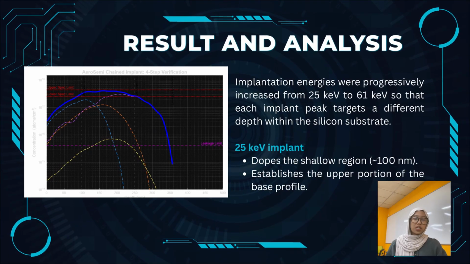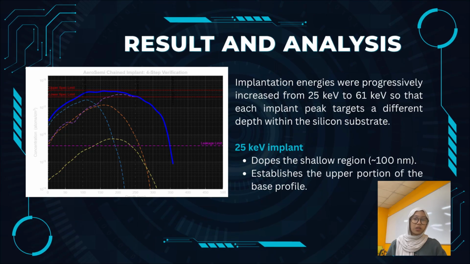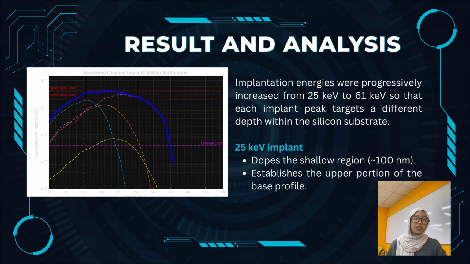This shallow penetration is important because our target box profile starts at 100 nanometers. The 25 keV implant is specifically chosen to place the highest boron concentration near this depth, forming the upper boundary of this base region. In other words, it ensures the shallow region is doped accurately without implanting too deeply into the silicon.